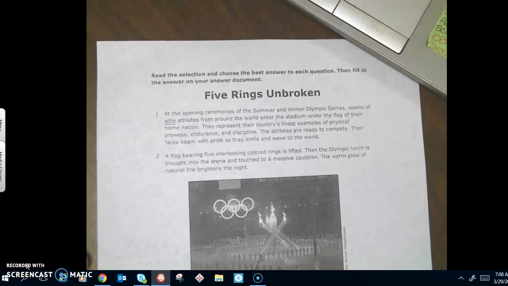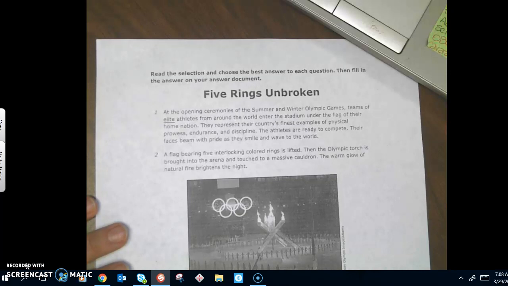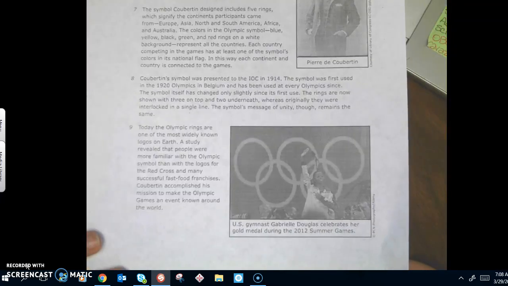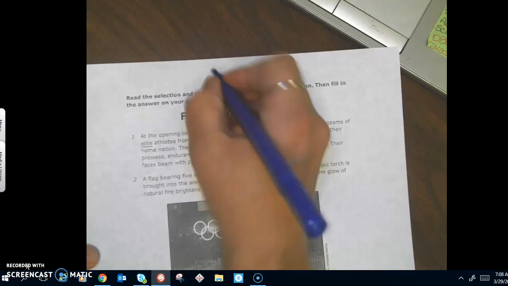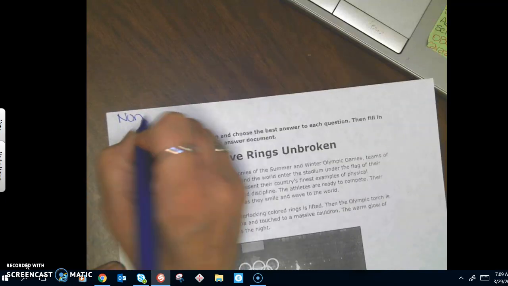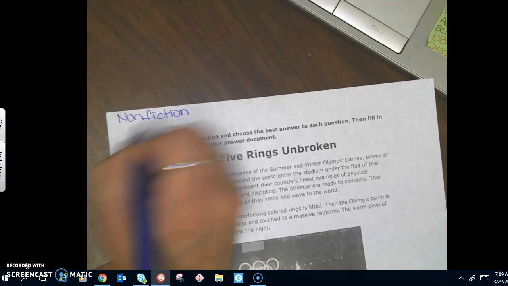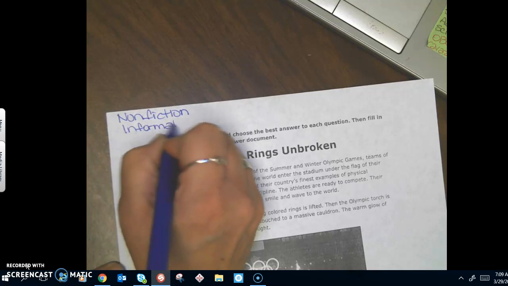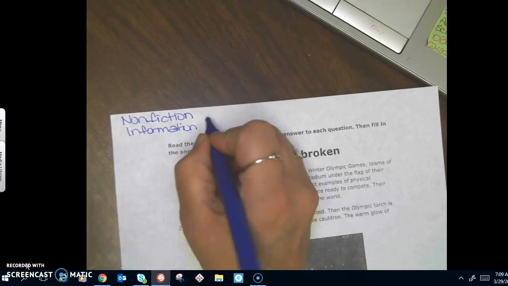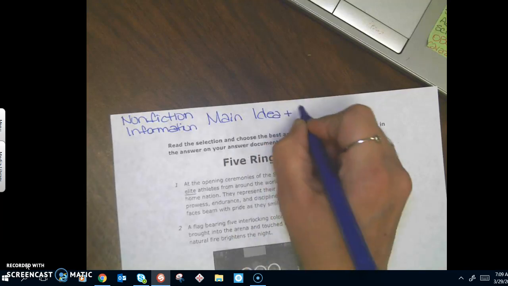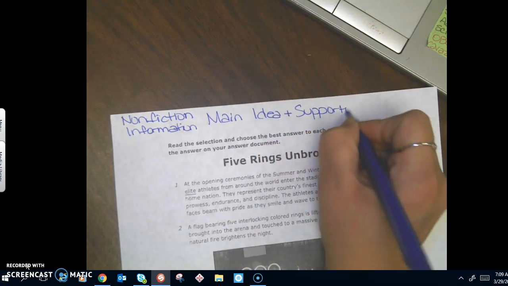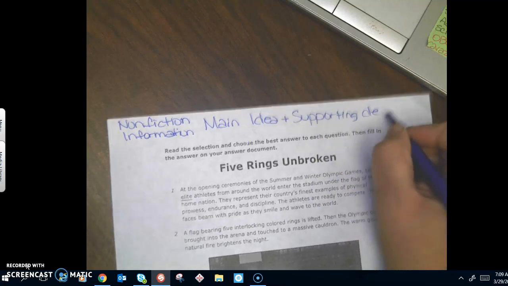Okay, so we are going to do another STAR practice. This one is called Five Rings Unbroken, and by the pictures I can look and see these are real pictures. I'm going to say that this is a nonfiction, expository, or informational text. Nonfiction, informational. So with that, I know my focus is going to be main idea, get my brain ready, and supporting details. That's going to be my focus as I'm reading this.